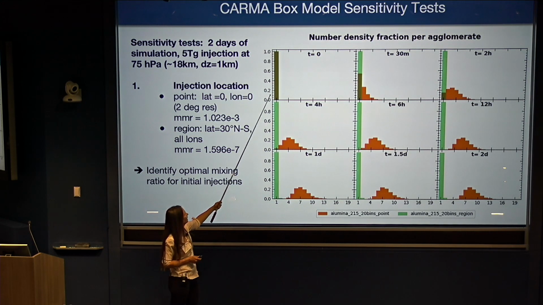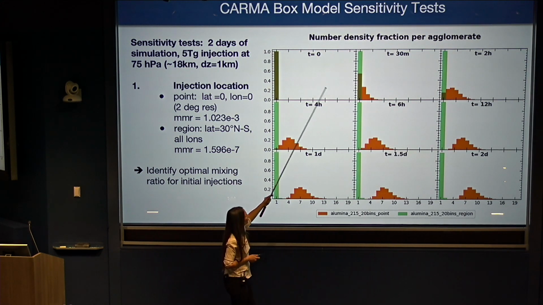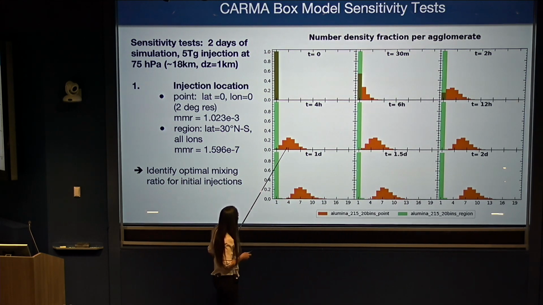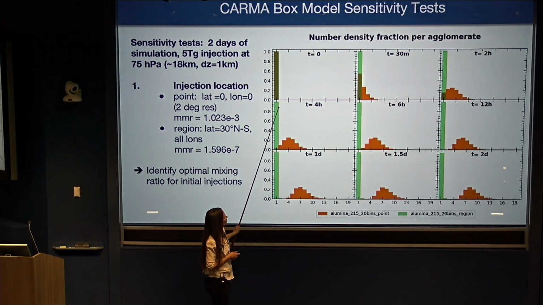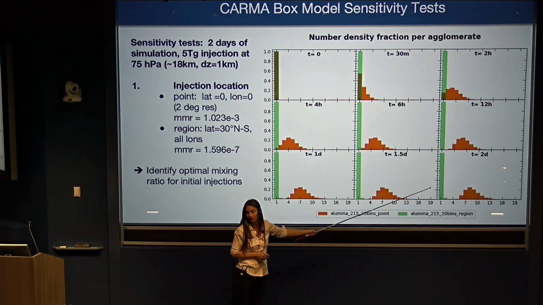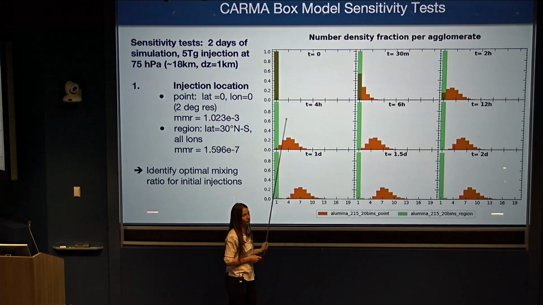We start at day time 0. We inject as a monomer. If we then go in 30 minute steps here, you can see how the particles grow, and they grow really quickly. This is a number density per agglomerate fraction towards much larger agglomerates. And that would be going away, obviously, from our size distribution that we want.